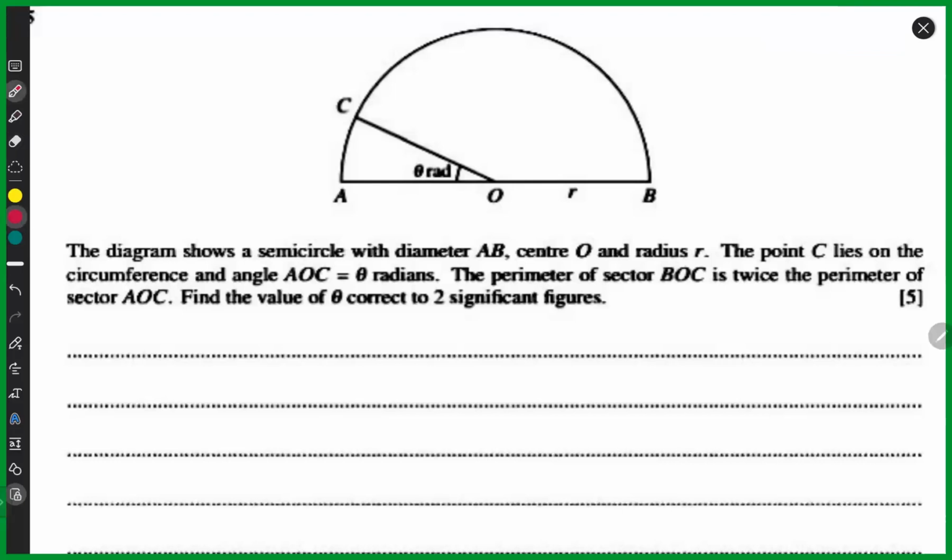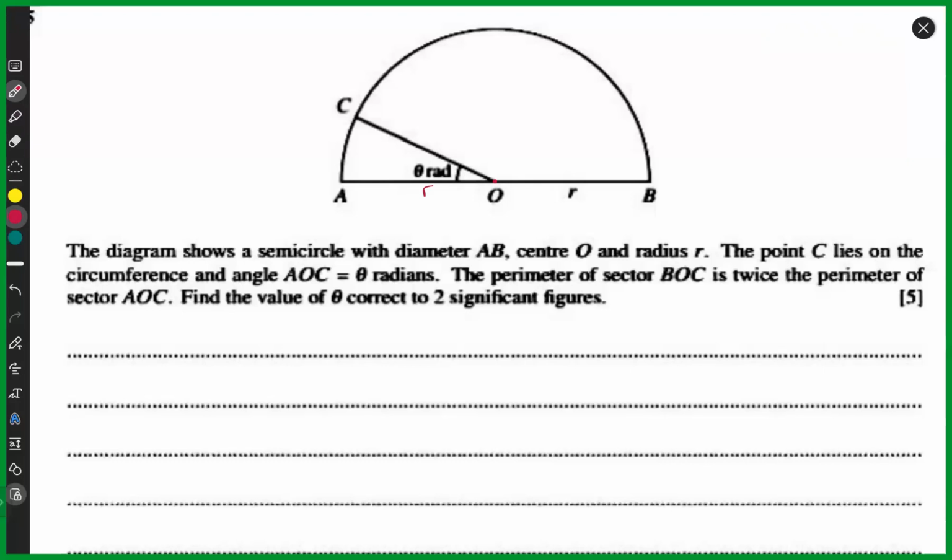Okay, first of all, let's think about it slowly. The diagram is basically a semicircle and AB is the diameter. Center is O, so this right here is the center of the circle. Here they did not make the entire circle. We don't need it. And radius is R, so that is R. This would also be R. The point C lies on the circumference and the angle AOC is theta radians.